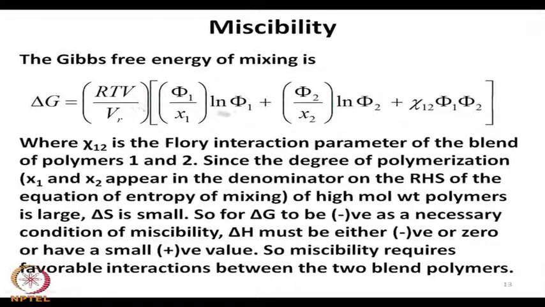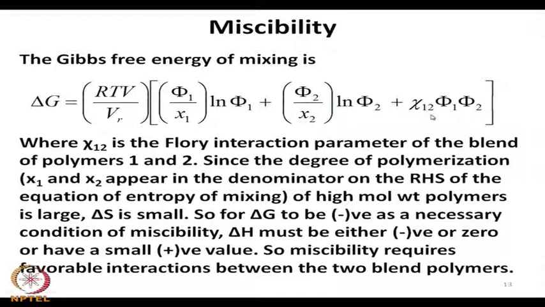the Gibbs free energy of mixing is given by this relation: delta G is equal to R T V by V R into phi 1 by x 1 ln phi 1 plus phi 2 by x 2 ln phi 2, plus an interaction parameter has been introduced in the third term, chi 1 2, the interaction between the component polymer 1 and the component polymer 2. There is the product of the volume fractions of the two polymers, phi 1 and phi 2. This interaction parameter is nothing but the interaction of one polymer molecule with another polymer molecule in the blend.